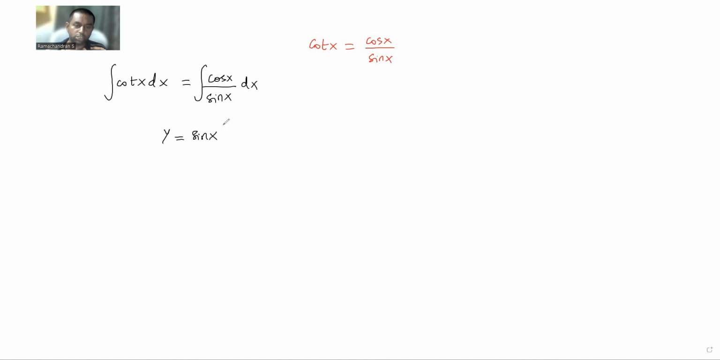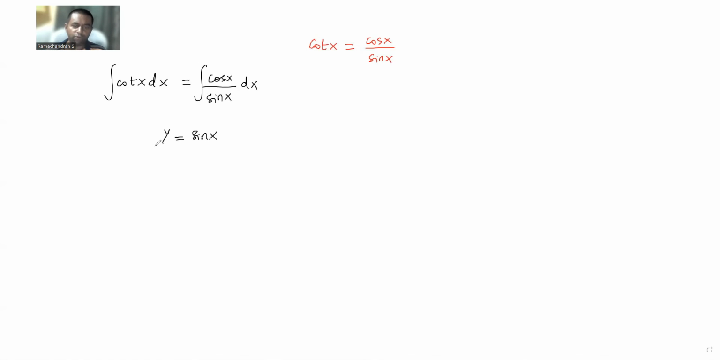Here you may have a question: why do I substitute the new variable y for this sin x? The reason is the derivative of this sin x is in the numerator. That is the reason I'm substituting y for sin x. So for whichever part we have the derivative, for that part we have to substitute the new variable y. So now I'm going to change this complete integration to the new variable y.